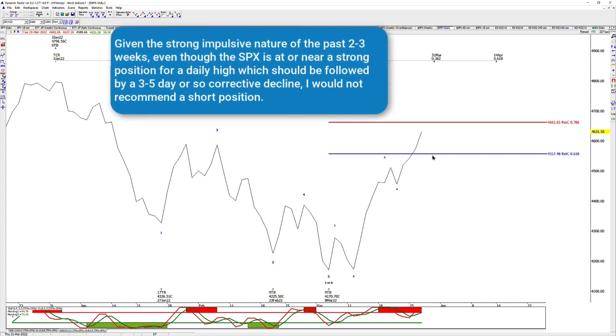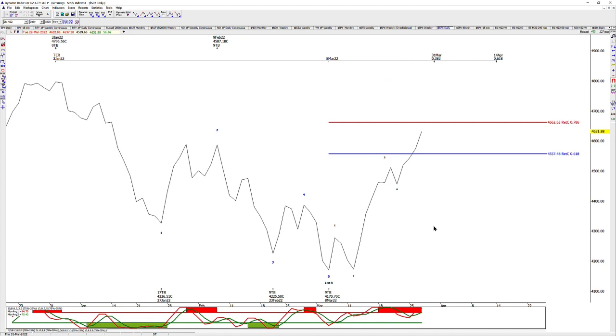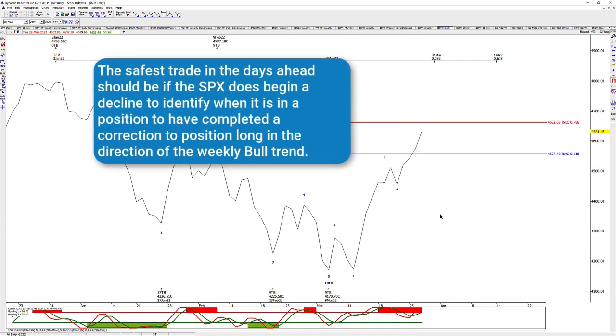If the person were a full-time trader, watching the market during the day, they might look for an opportunity to go short, because more than likely the market would be sideways to down for several days, but that should be a corrective decline. The safest and best trade setup coming up, I believe, and what I would be preparing for in the days ahead, would be a potential correction, and to identify the end of that correction.